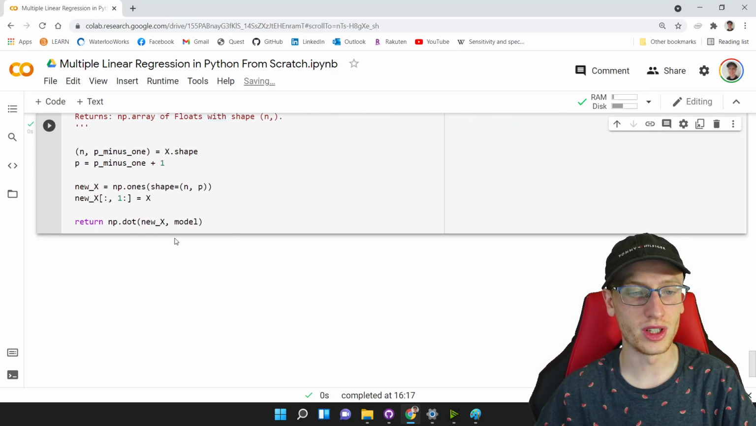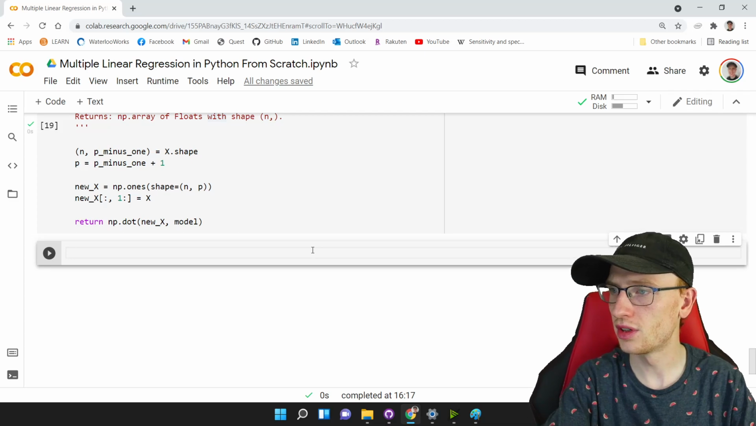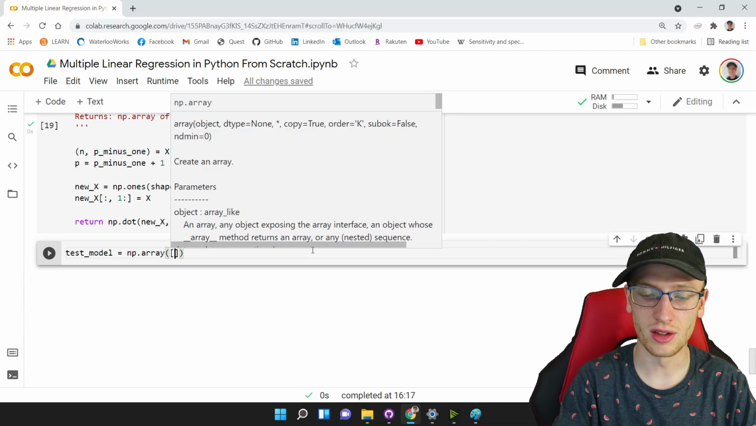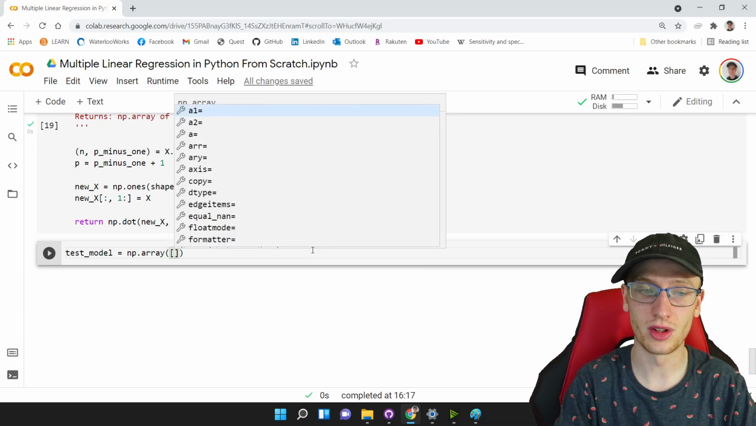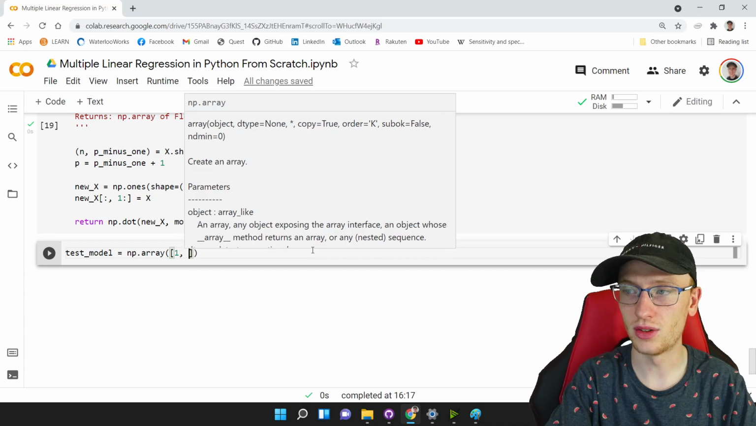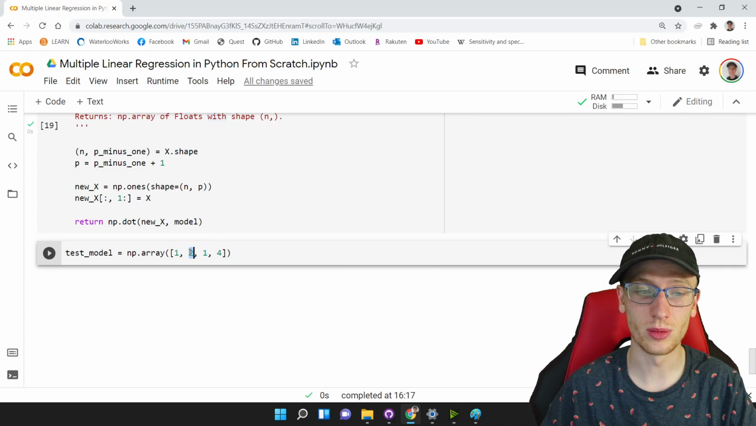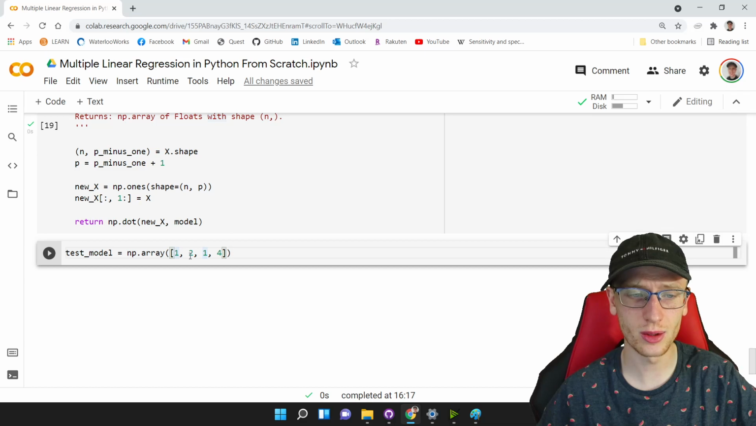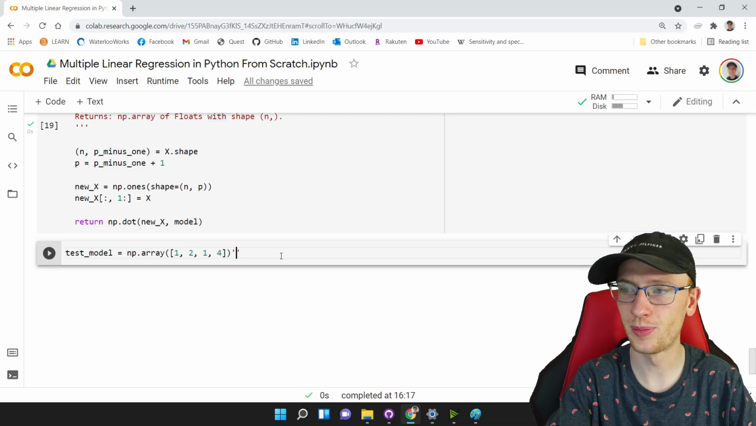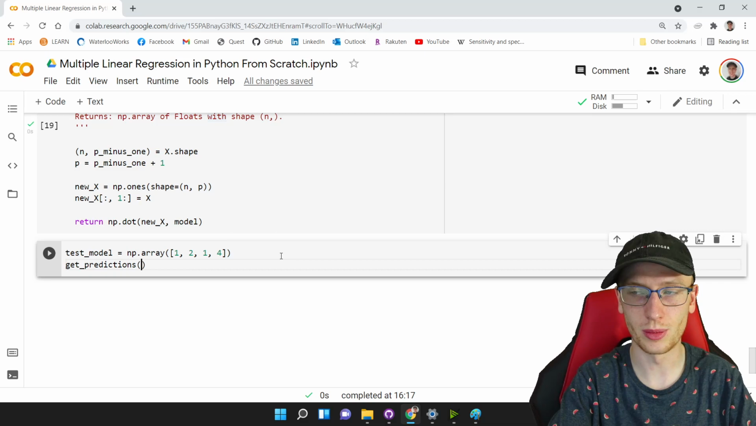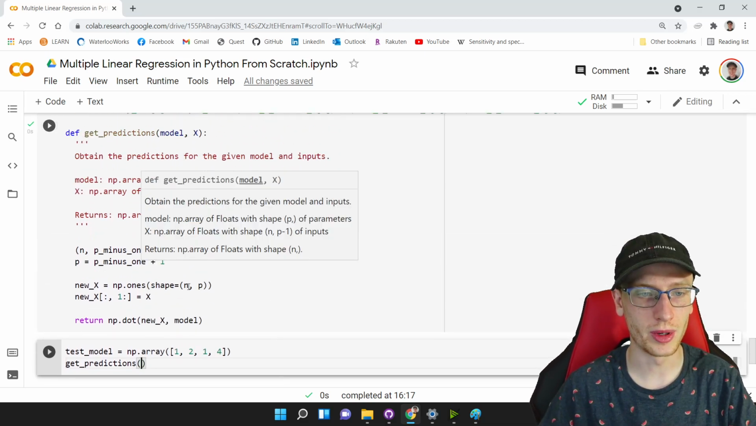I will run that and we can test it. So the test model is equal to numpy.array of, we're going to make it 4 items to match our particular example. So I'll just pick random values 1, 2, 1, and 4. That's saying alpha hat is 1, beta 1 hat is 2, beta 2 hat is 1, and beta 3 hat is 4. Hopefully I said that right. And we can get the predictions with our test model. So we pass it the test model.